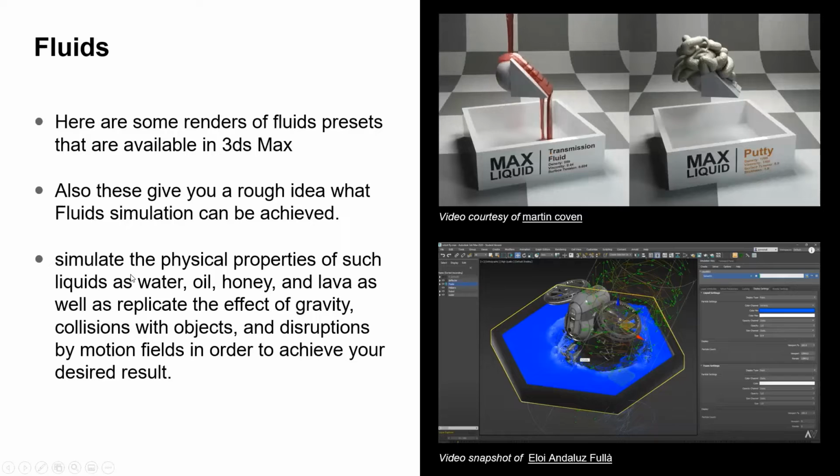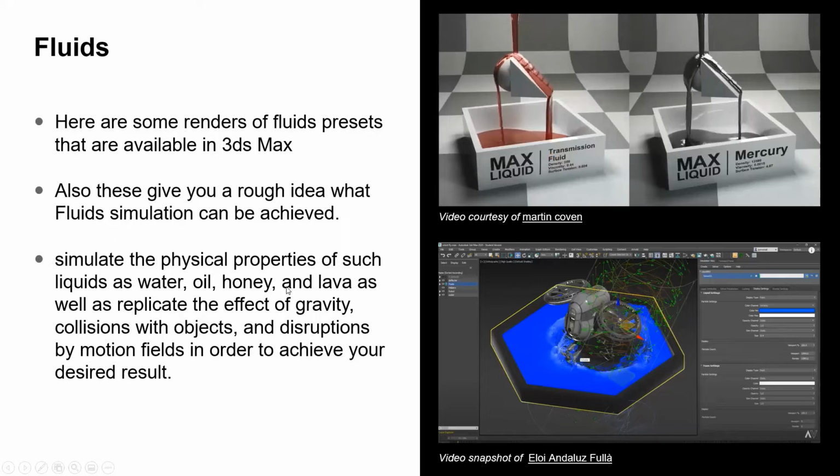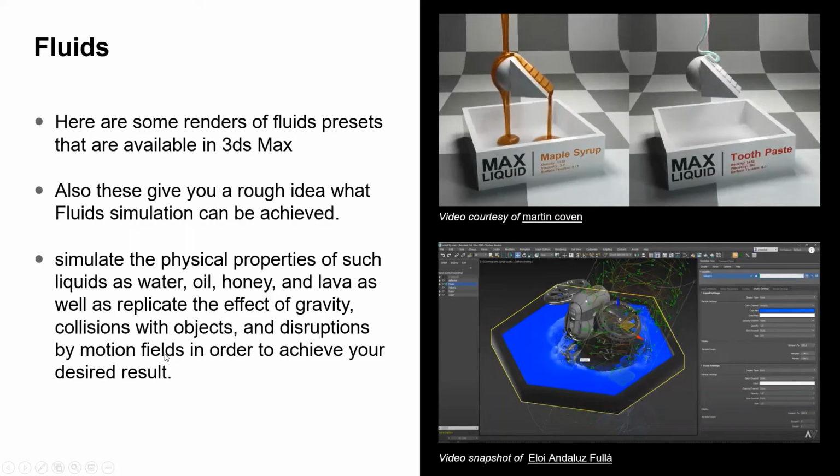The function of fluids is to simulate physical properties like water, oil, honey, and lava, as well as replicate the effects of gravity and collisions with objects. You can also add disruption by using the motion fields in 3ds Max. In the bottom right corner, this is one of the YouTubers showing how you can incorporate the motion field in the fluid simulation.